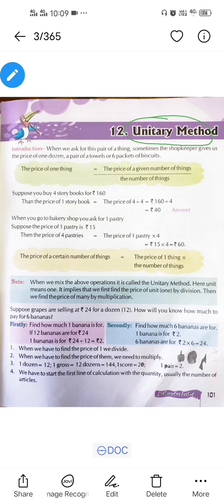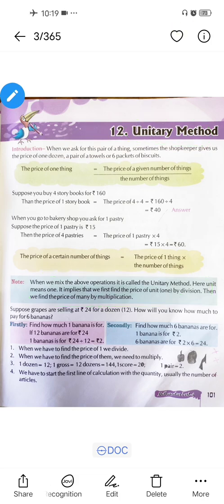It's given here in the note also, when we mix the above operations, it is called unitary method. Here unit means one. It implies that we first find the price of the unit, that means one, by division. Then we find the price of many by multiplication. So just like I said before, we'll be utilizing division and multiplication in this chapter.